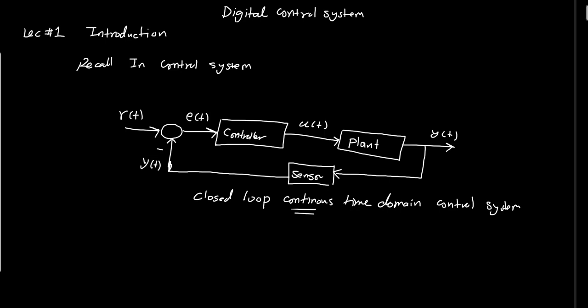By continuous we mean that all the signals are known all the time. So simply here R of t, Y of t, E of t, U of t are known all the time. So all the signals in continuous time system are known all the time.